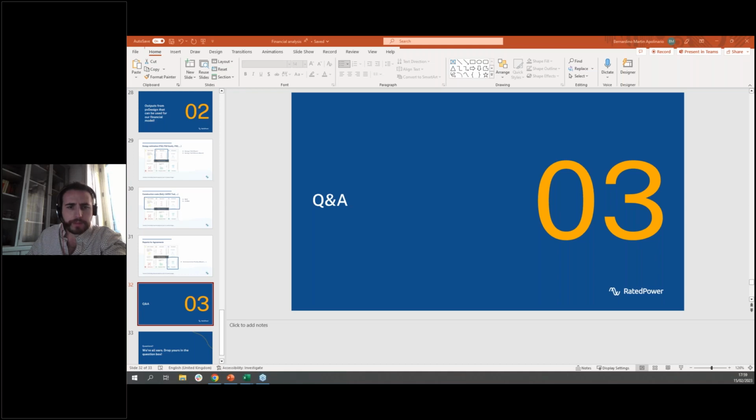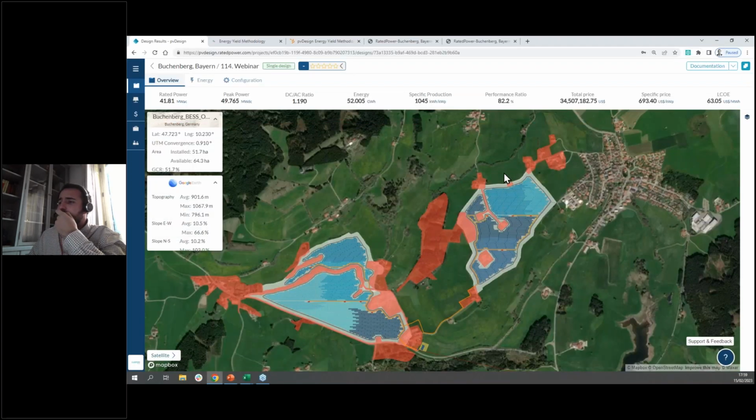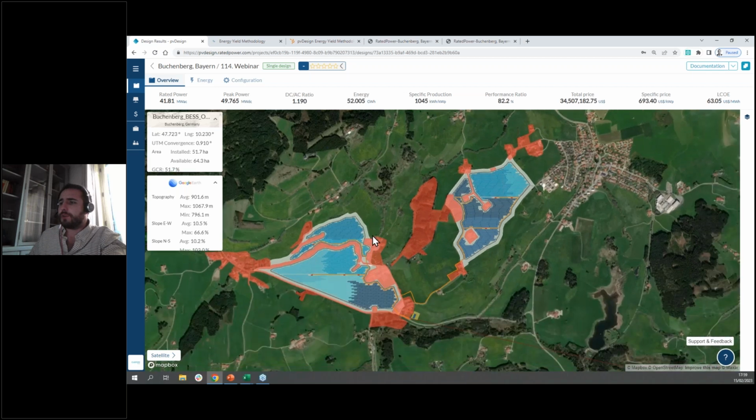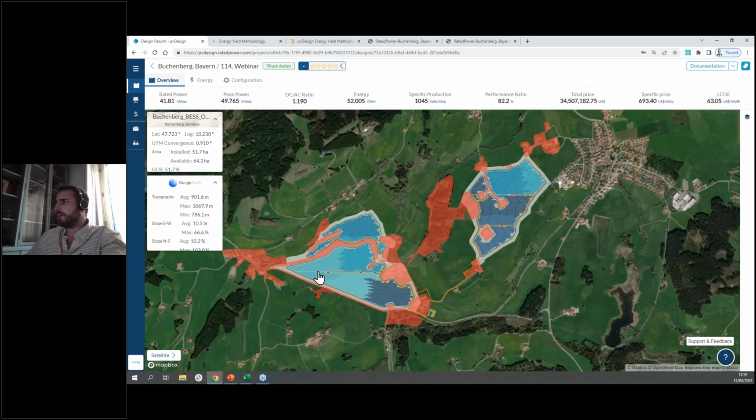When do you expect that pvDesign gives the functionality of a financial model? Okay, so I'm not sure when it's going to be available. To be honest, as I said before, we are now focused more on the engineering part.